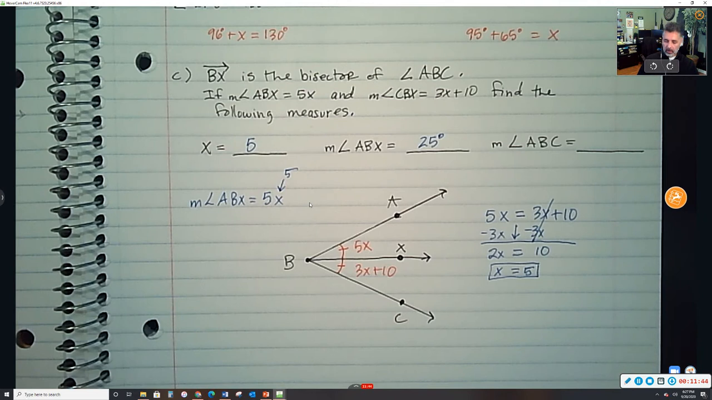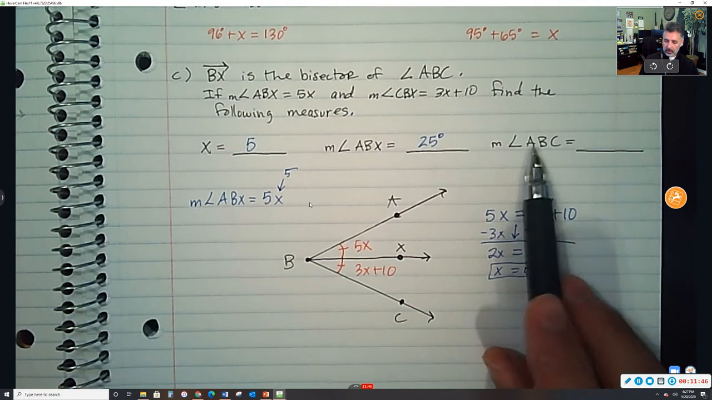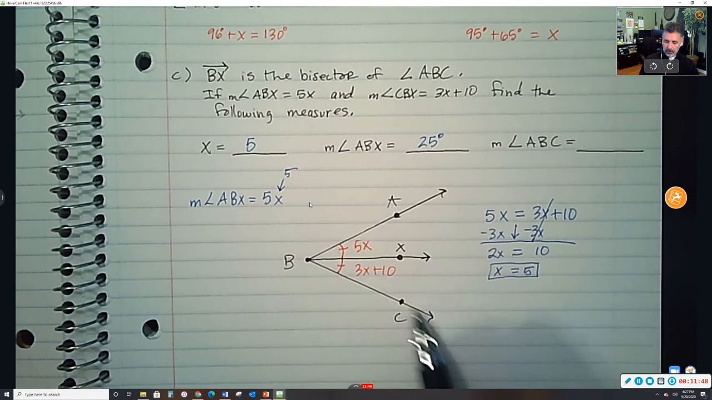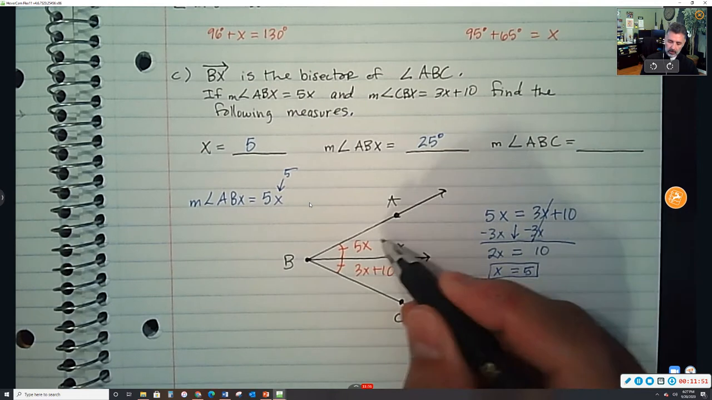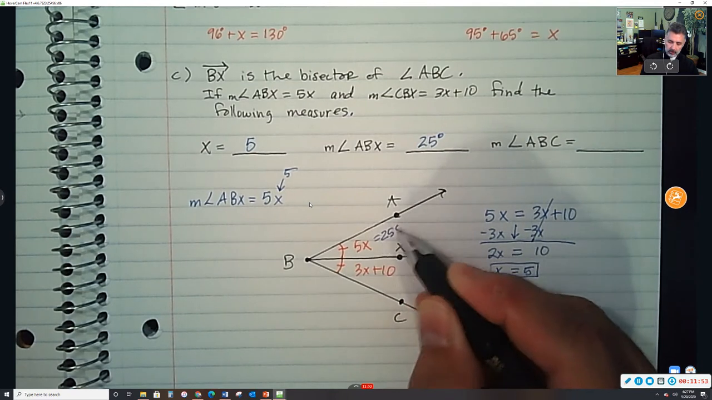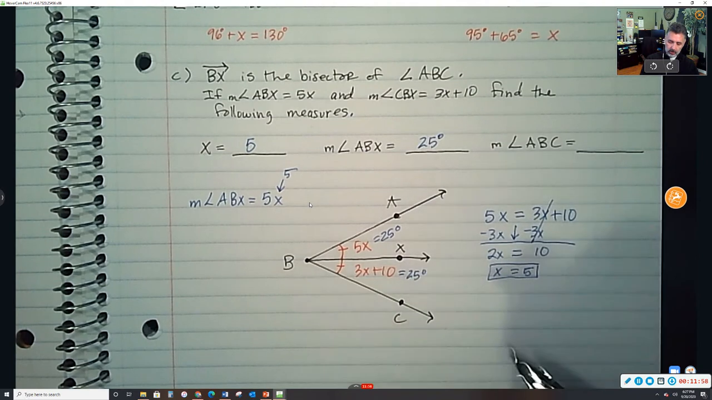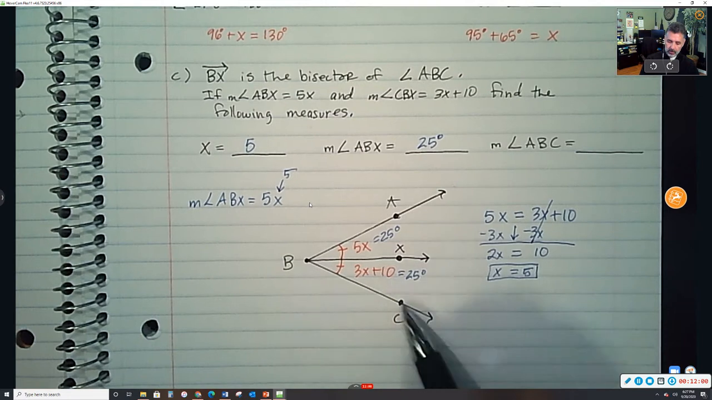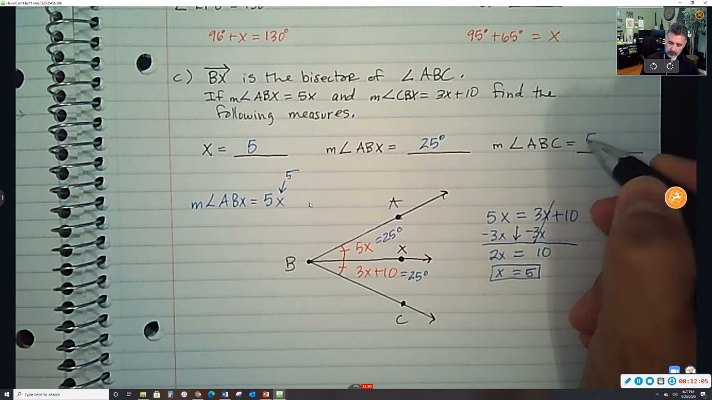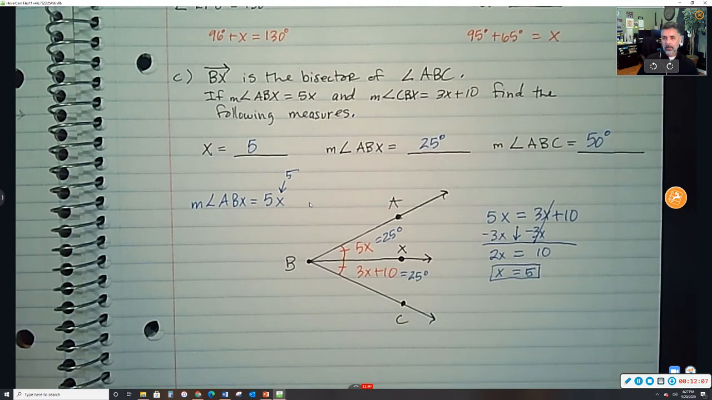Okay. So then it says find the measure of ABC. ABC is the big one. Well, we just figured out that this is 25 degrees. And because these two are equal, I know this also equals 25 degrees. So the big one is this angle plus this angle. 25 plus 25 is 50. Okay? It's the one pizza slice plus the other pizza slice equals or makes a new big pizza slice.